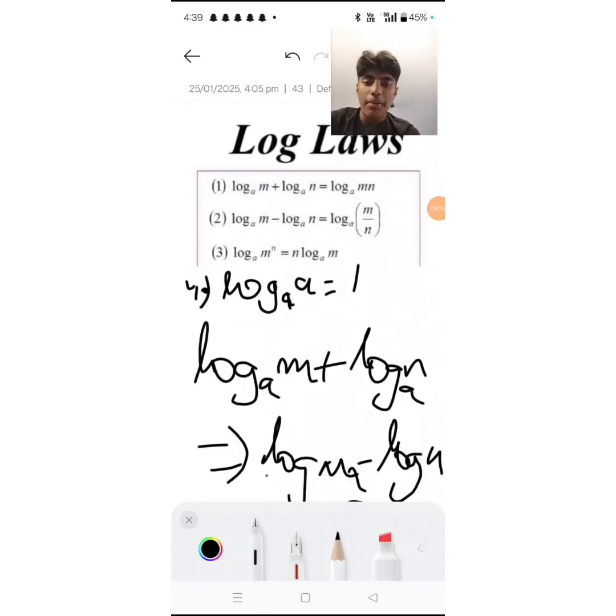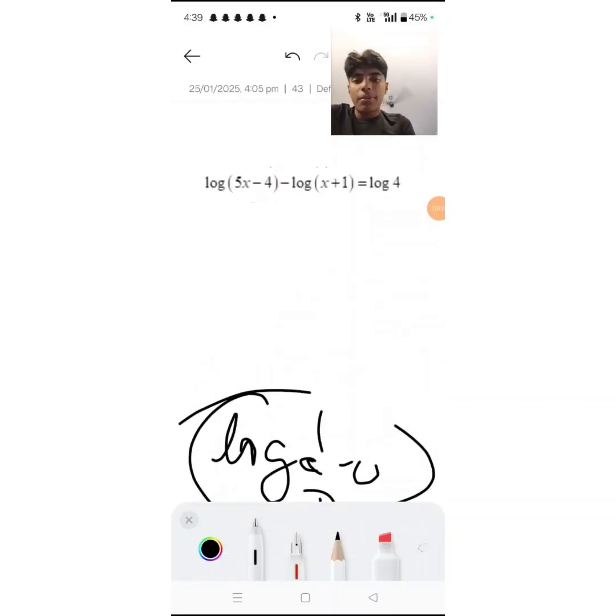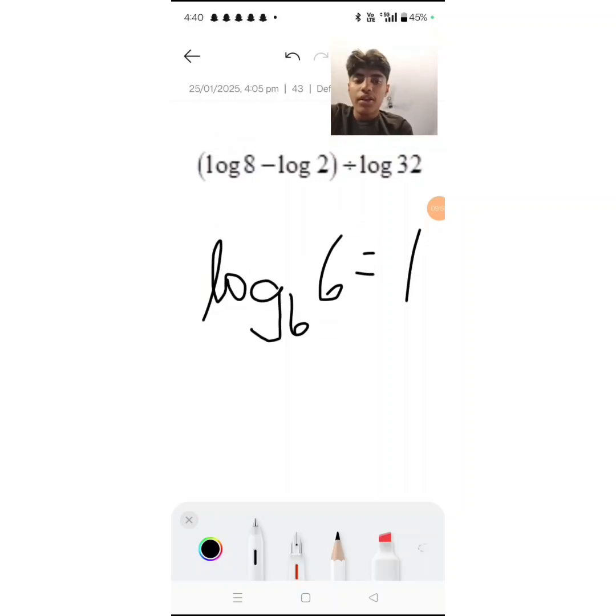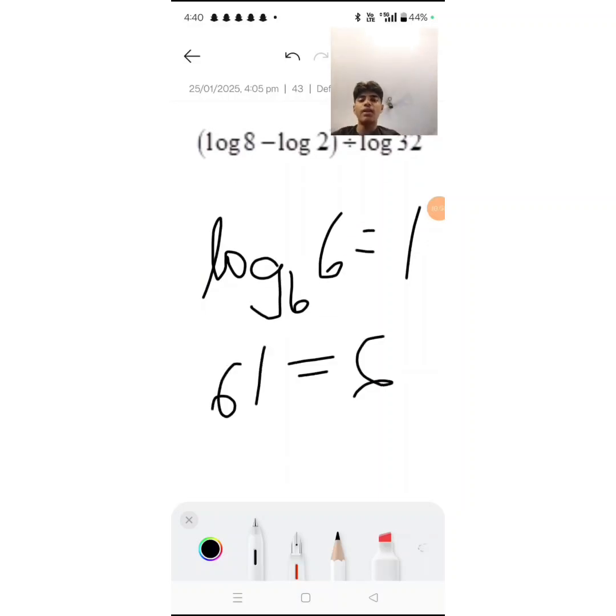Another logarithmic law you need to remember is that log a to the base a is equal to 1. Like, for example, you take 6, okay? Log 6 to the base 6 is equal to 1. So base, answer, power. So 6 to the power of 1 is equal to 6, right? So this is just your log, I would say.